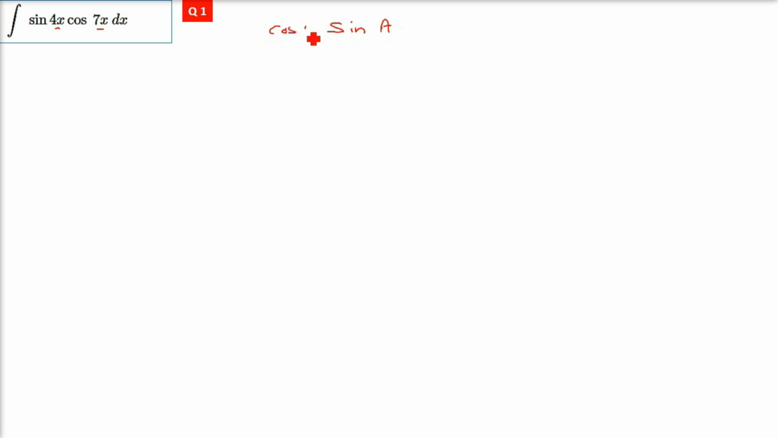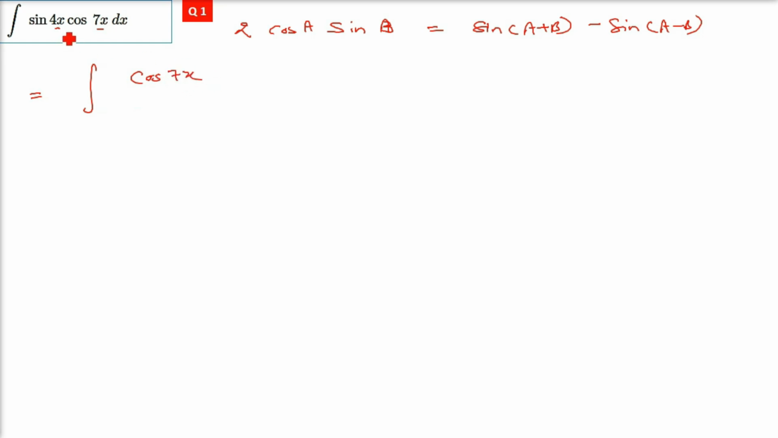So I'm writing cos A sin B first. You multiply it by 2, divide it by 2, what do you get? It's sin A plus B minus sin A minus B, and you'll come across sin A cos B, cos A sin B, sin A sin B, and cos A cos B, like this. So all this exercise is based on this only.